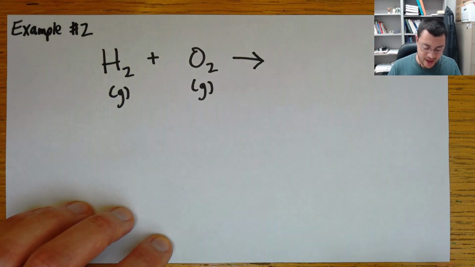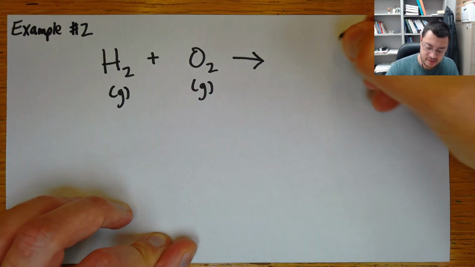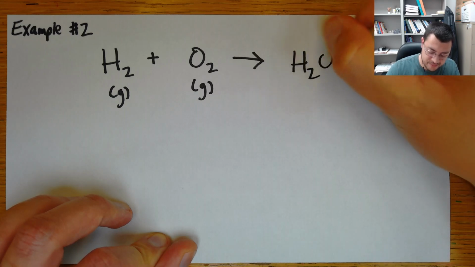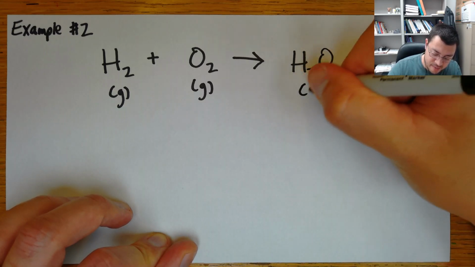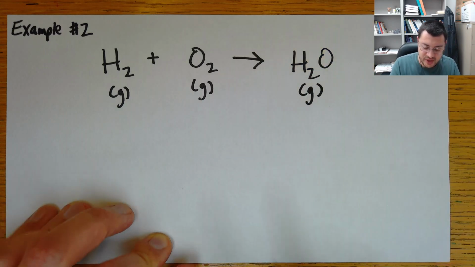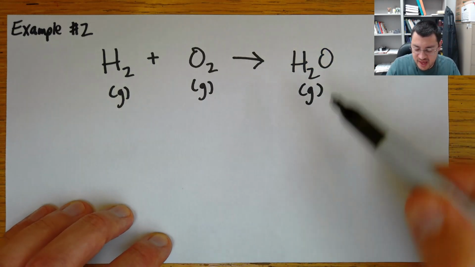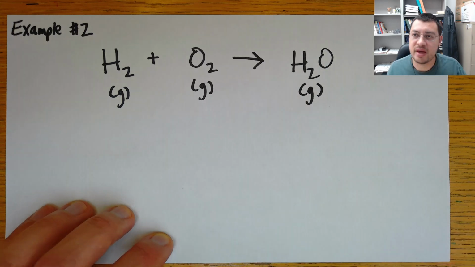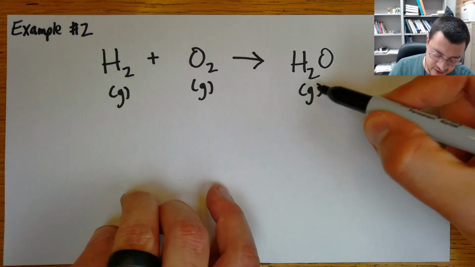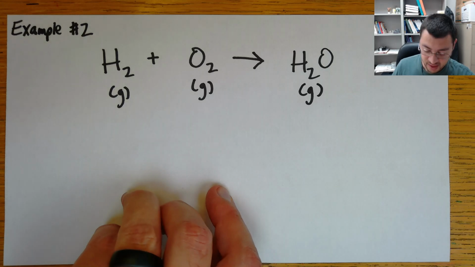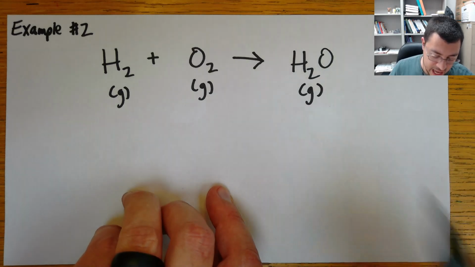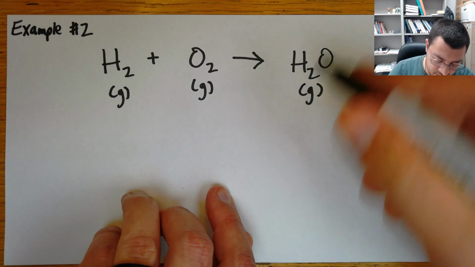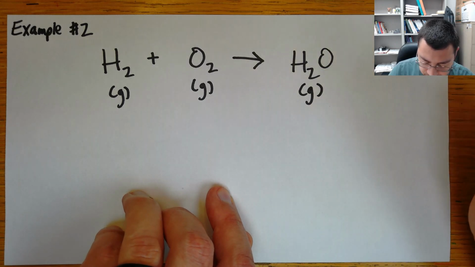Example 2. What happens when you burn hydrogen gas with oxygen gas? You make water. I'm going to put G here because this reaction generates so much heat that the water is going to be initially vapor, gas form. I do realize it'll eventually become a liquid. So there's our product, and now it's time to balance.